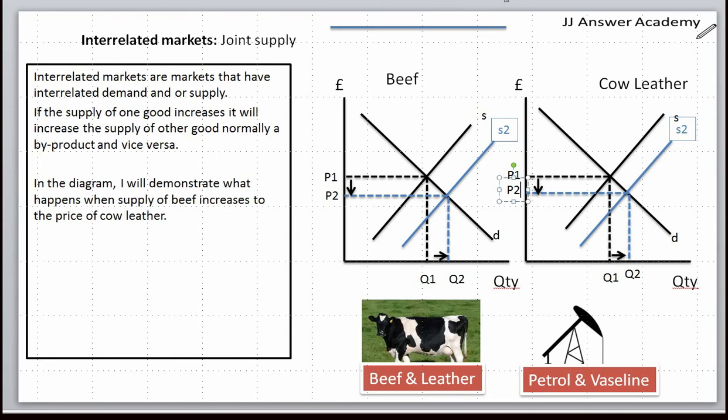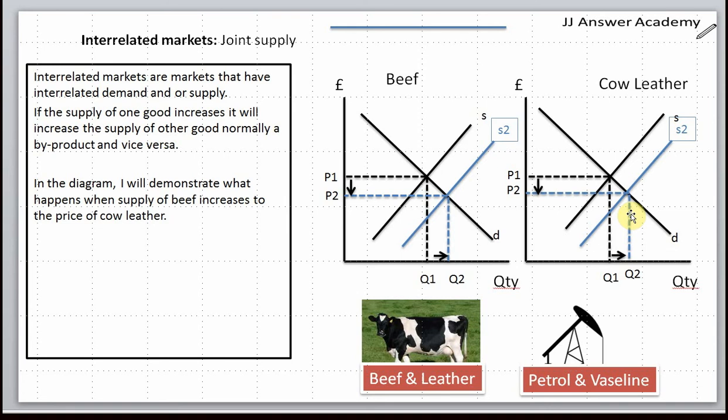If everyone decides to become vegan and have no meat, what will happen to the supply curve of beef? Will it shift to the right or to the left? To the left. What will happen to the price of beef? It will increase. What will happen to the supply of cow leather?